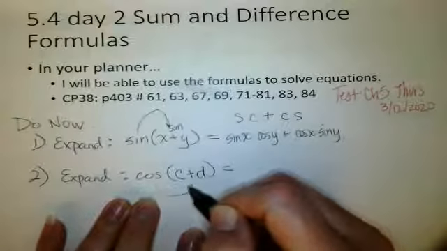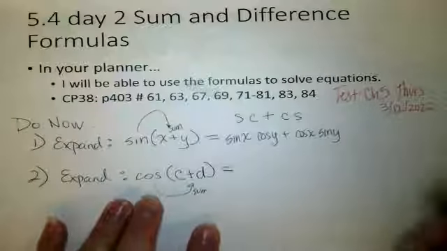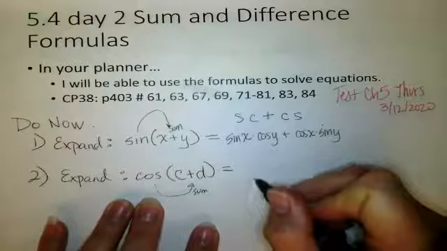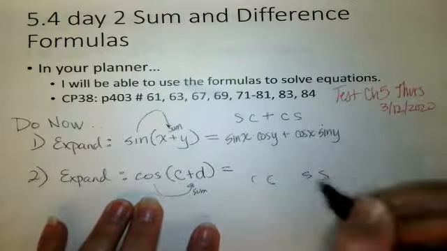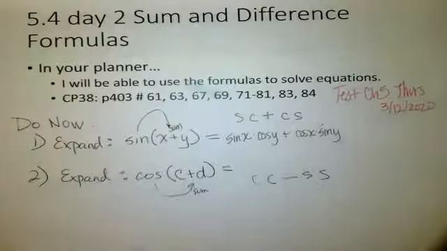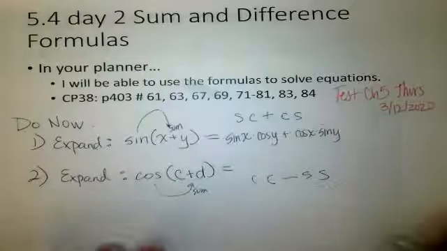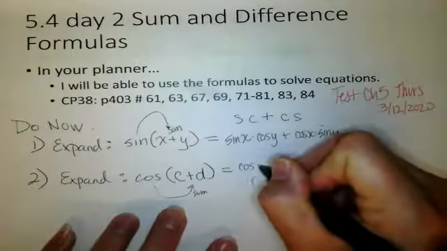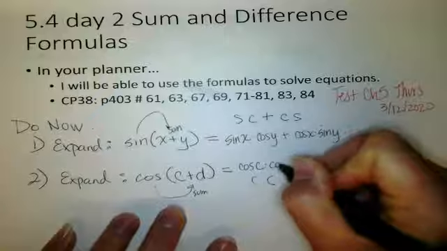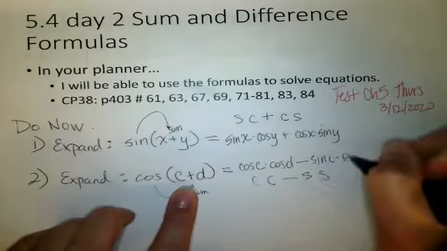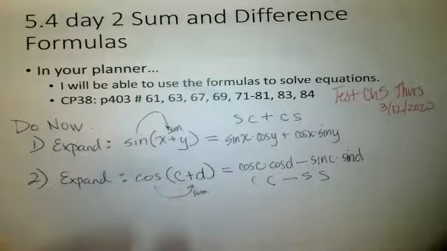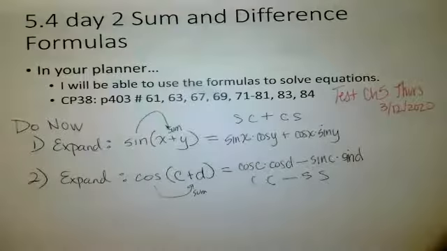This is the cosine sum pattern. What is the cosine pattern? Cosine, cosine, sine, sine, change the sign. Very good. Cosine, cosine, sine, sine, change the sign. So that's going to be cosine of angle C times cosine of angle D minus sine of C times sine of D. All right. Very good. So we're using those same patterns today to help us out.